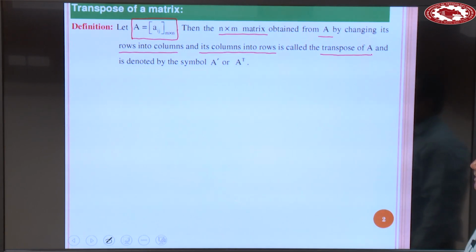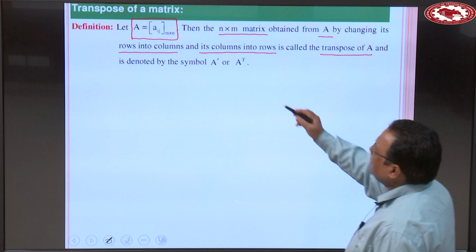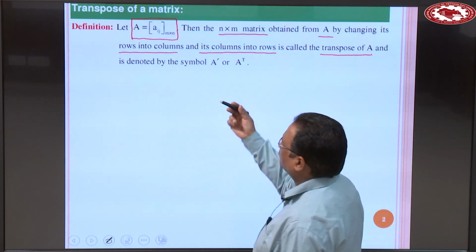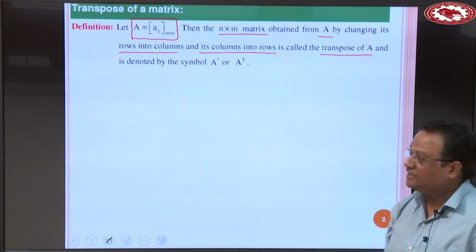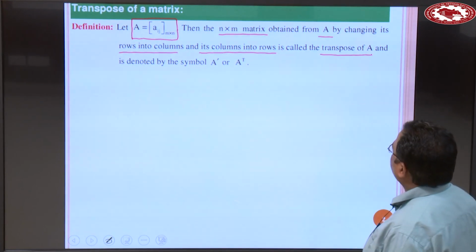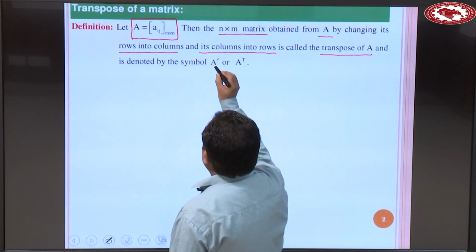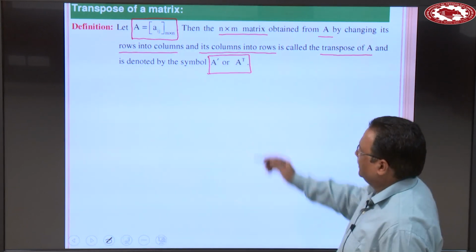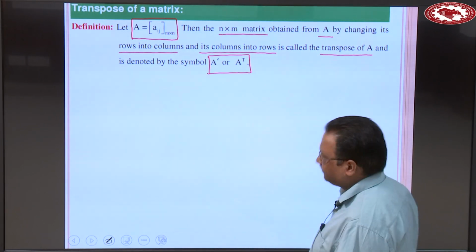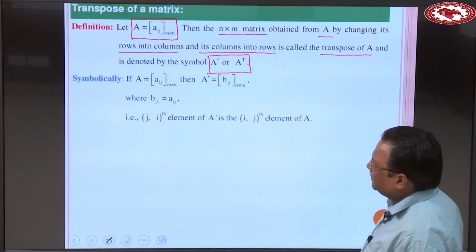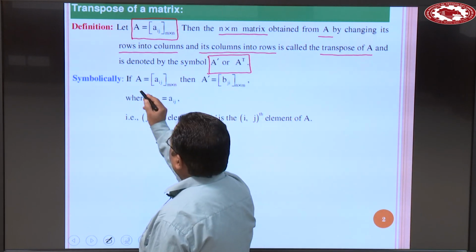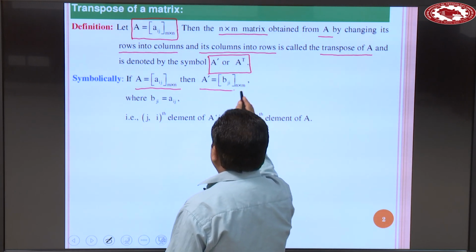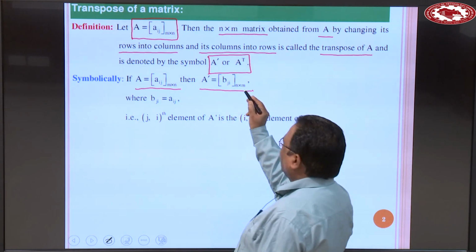Let A equal Aij of order m by n. Then the n by m matrix obtained from A by changing its rows into columns and its columns into rows is called the transpose of A and is denoted by the symbol A dash or A^T. Symbolically, we can represent it this way: if A is equal to Aij, m by n, then A dash is equal to Bji, n by m.